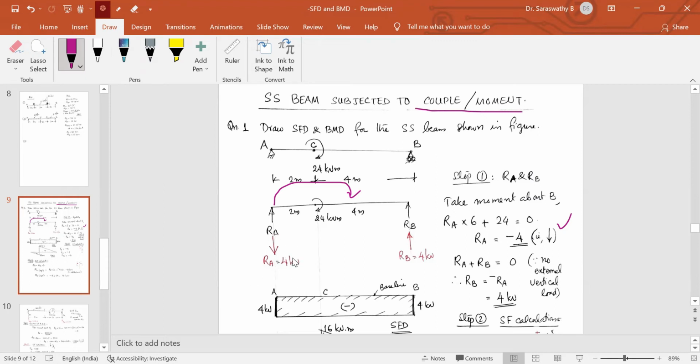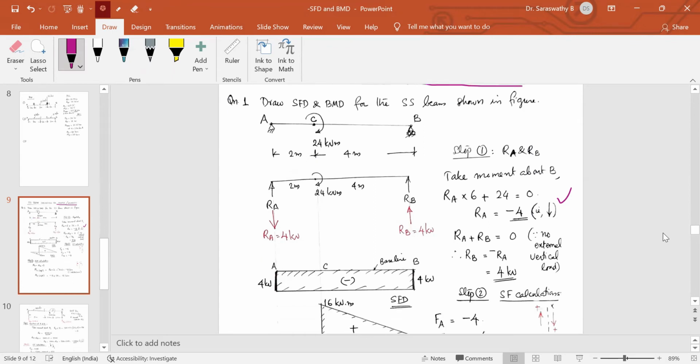So RA is downwards. Now, there are no vertical loads given in this question. So sigma V is equal to 0, RA plus RB should be equal to 0. From that we get RB is equal to minus RA. So if RA is minus 4, RB is equal to plus 4. These are the two reactions. RA is downward and RB is upward, both of the same magnitude, 4 kilonewton. So that is the first step. We have got the reactions.